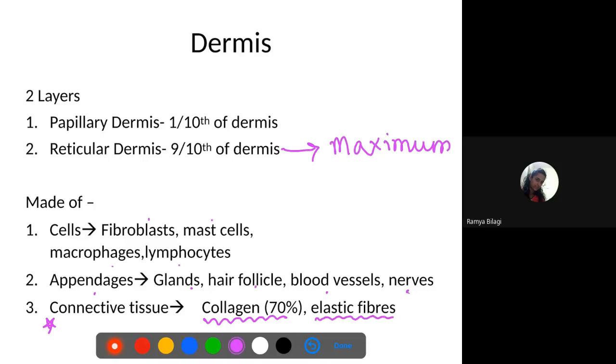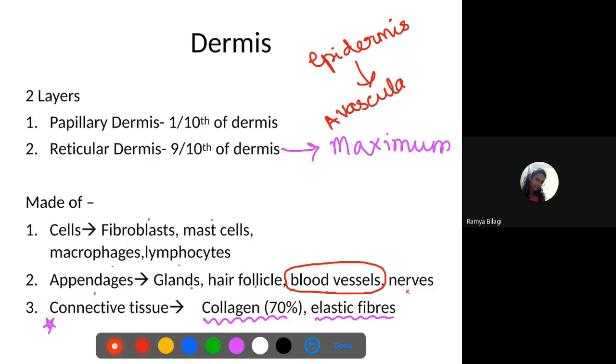One important thing I would like to highlight here is blood vessels. We see blood vessels in dermis because epidermis is avascular. We never read about vessels in the epidermis. So epidermis is avascular, whereas dermis contains blood vessels.